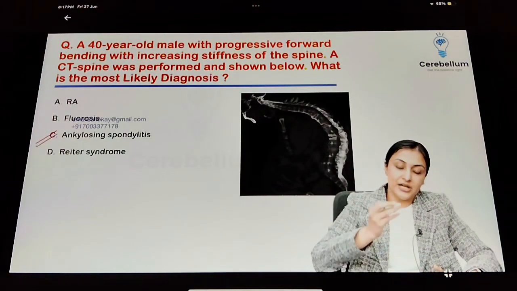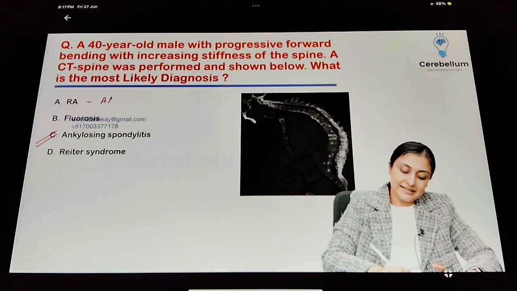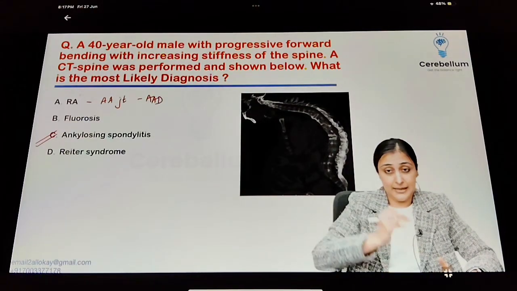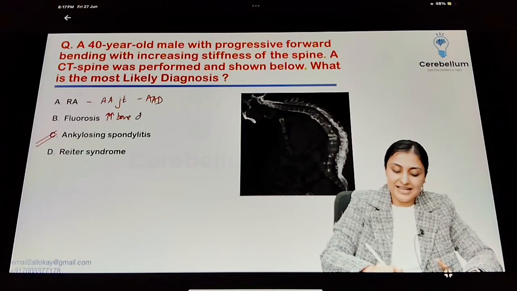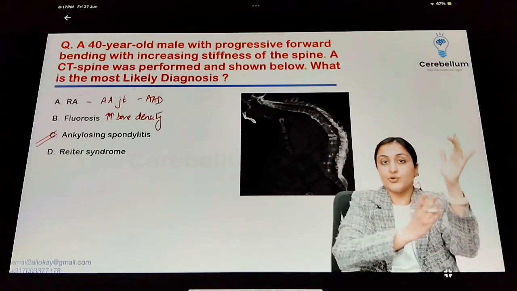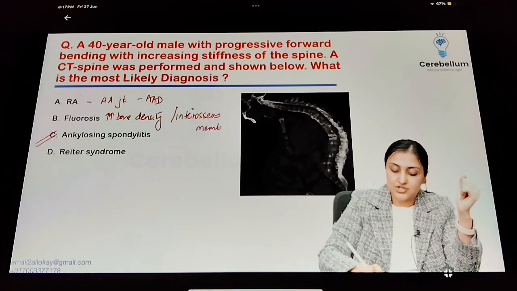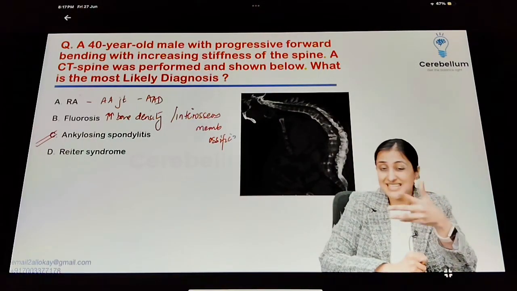This is ANSPON. Rheumatoid arthritis, remember, will involve the atlantoaxial joint, leads to atlantoaxial dislocation. Doesn't involve the diffuse spine. Fluorosis will just have increased bone density of all the bones. A hallmark of fluorosis is the interosseous membrane, syndesmosis. So the interosseous membrane ossification is the hallmark of fluorosis. You're not going to be seeing fusion.